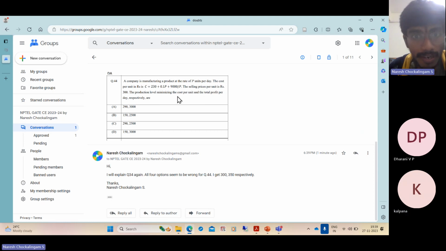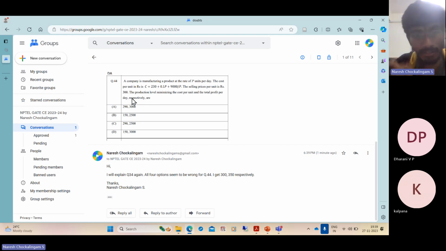No, that is not what I'm doing. Their question is in two parts, so we have two answers for this. The first part is the production level minimizing the cost per unit. The second part of the question is whatever they say minimizing, but there is no minimum for that function. It's a maximum. So there is some issue with the question. If they mean what maximizes the total profit per day, that is the second part.